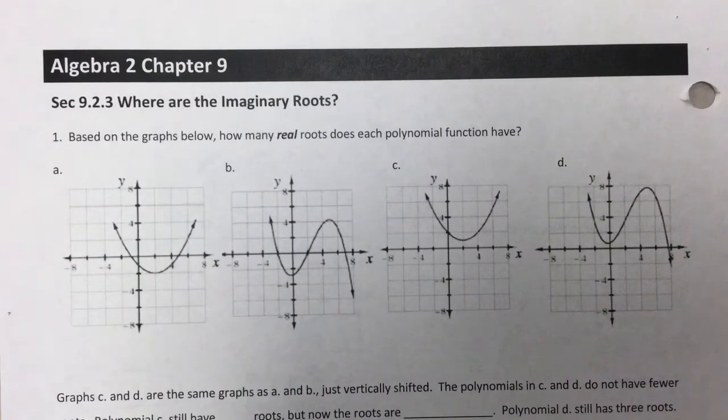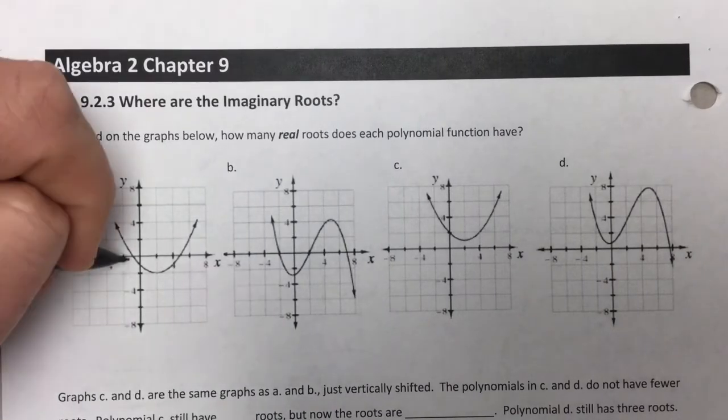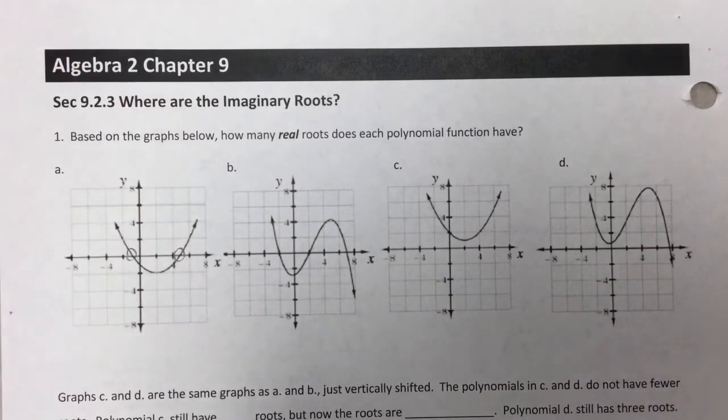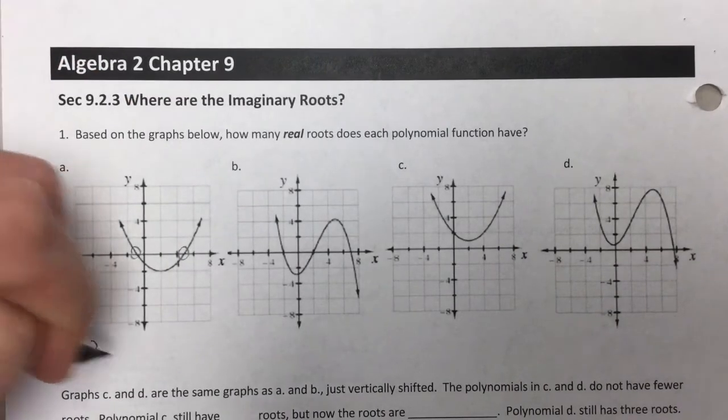All right, hello and welcome to section 9.2.3, and we're asking, where are these imaginary roots located? So, based on the graph below, how many real roots does each polynomial have? Remember, real roots means it's actually crossing the x-axis. So here, for letter A, it's crossing two places. So we have two real roots here.